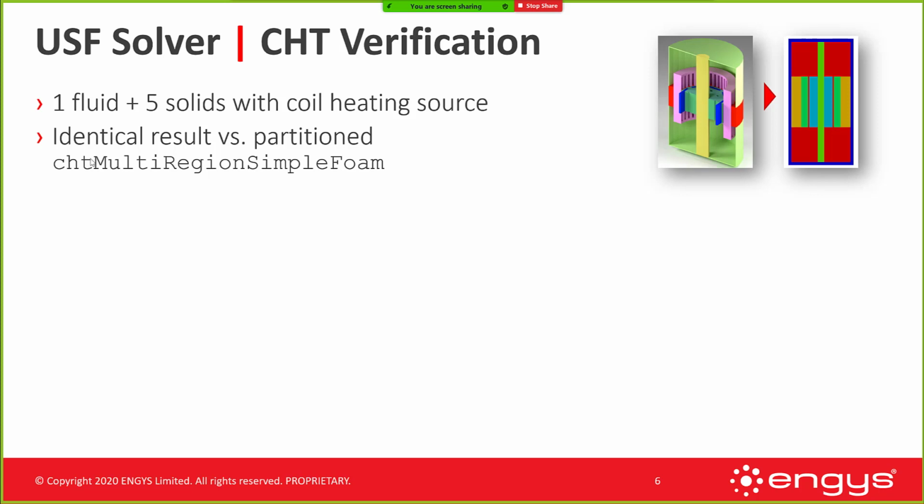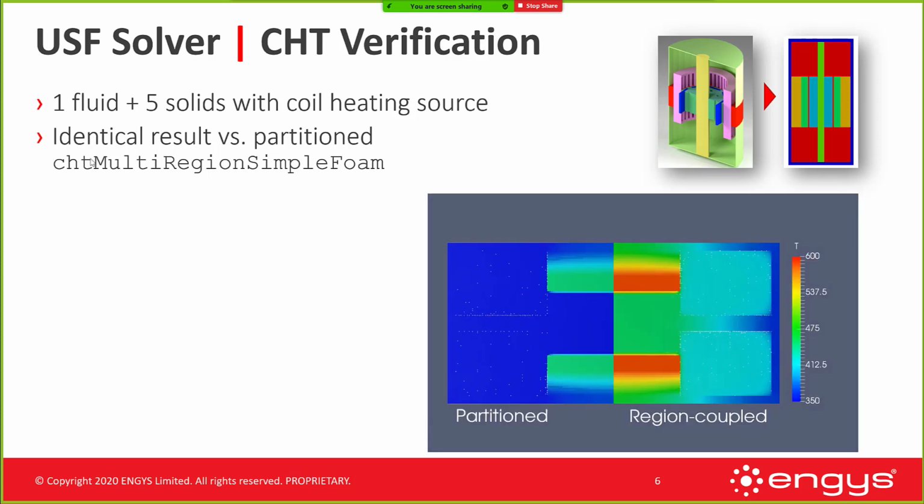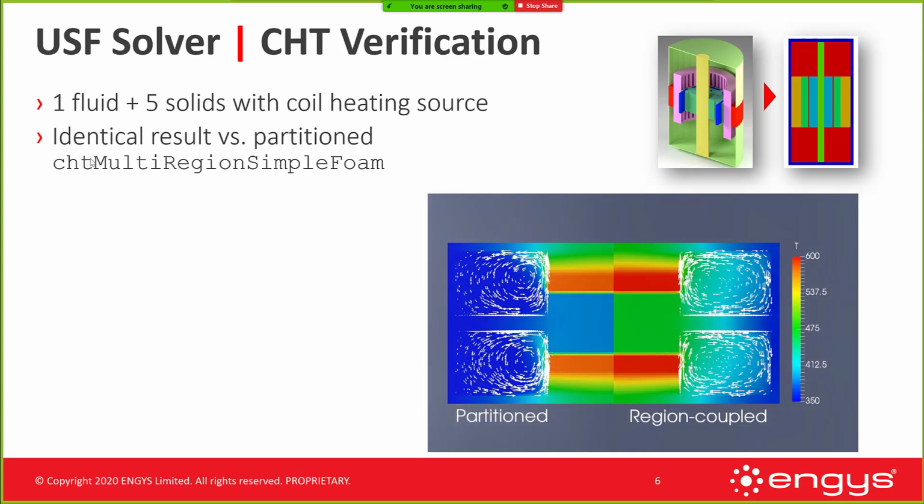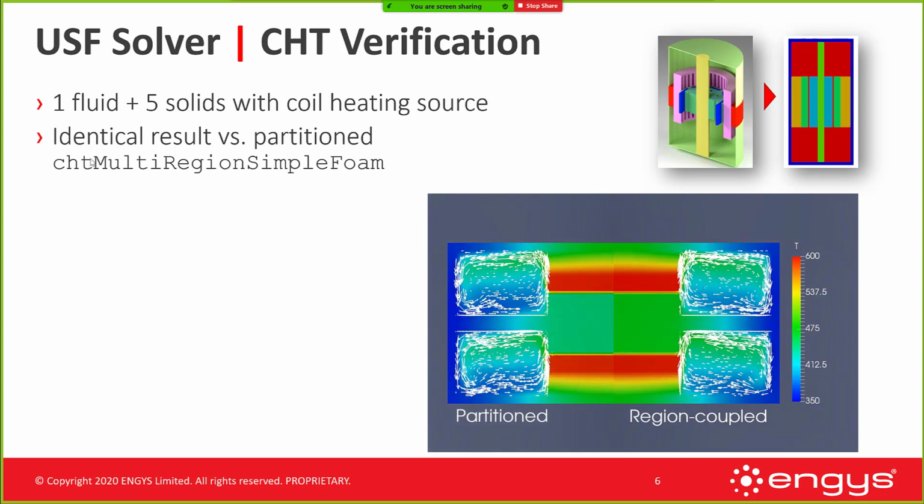Just talking about a simple CHT verification case, inside the USF, CHT was the first application area as the development goal. This particular test case was 1 fluid, 5 solids. There are coil heating sources around this particular device. In the end, we were able to get identical results versus the partitioned approach that's used in CHT multi-region simple foam. Here's just a simple animation comparing a region coupled on the right and a partitioned on the left.